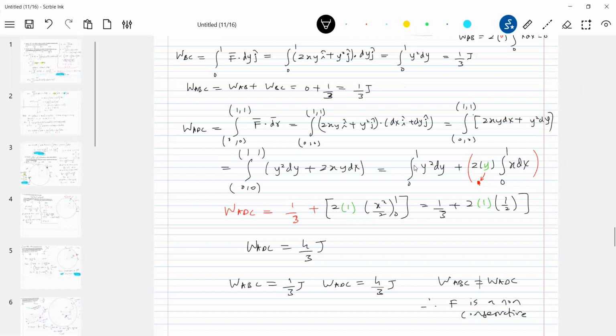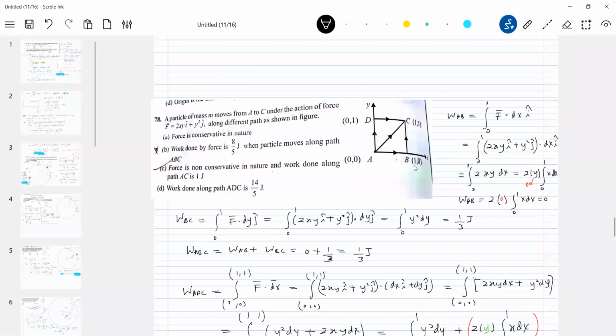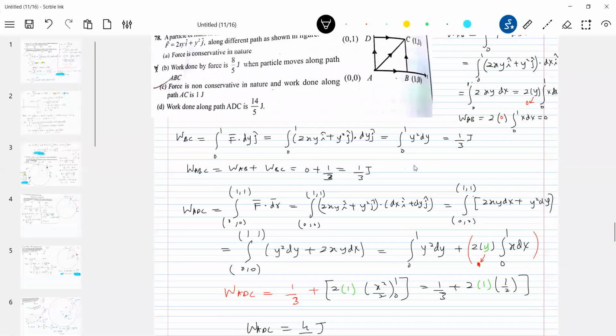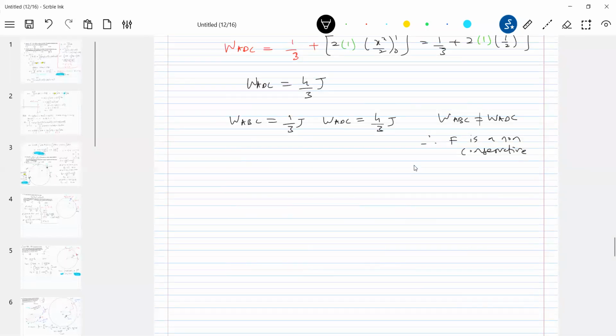Okay, let's come to one more option. The work done by the force is 8 by 5 joule when the particle moves along the path ABC, so the work is non-conservative in nature, and the work done along the path AC is 1 joule. He has given one path, the path AC. What is AC? From 0, 0 to 1, 1. How to calculate the work done along the path AC?